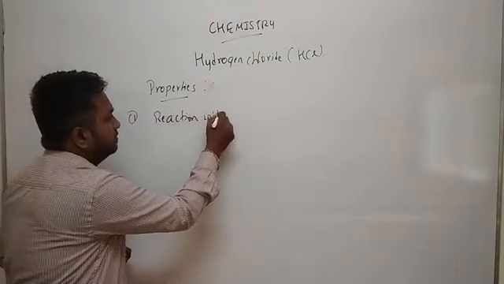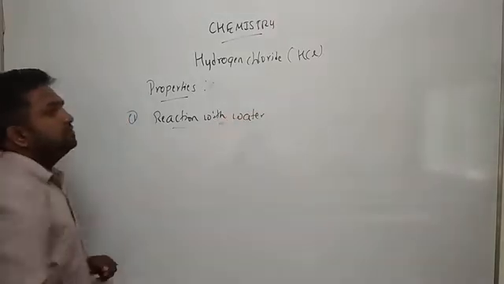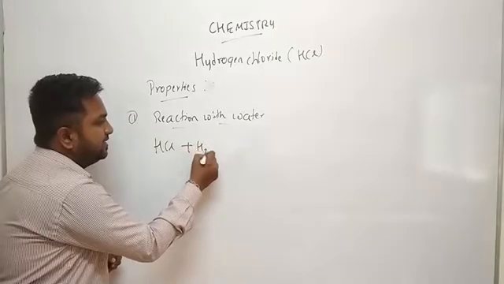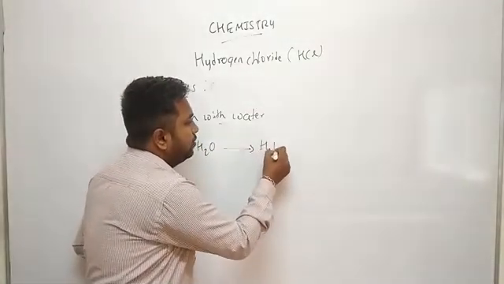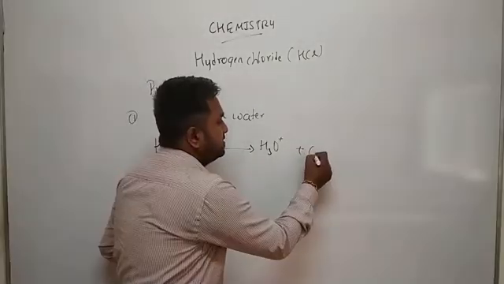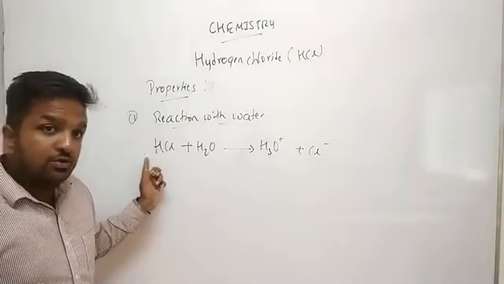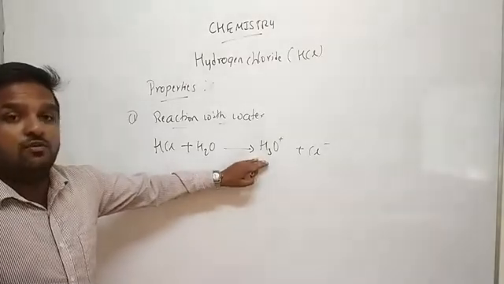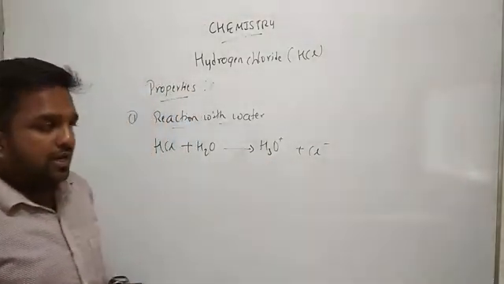Reaction with water. So when hydrogen chloride is treated with water, it forms hydronium ion H3O plus and Cl minus ions. Clear? So when HCl, hydrogen chloride, is treated with water, it forms H3O plus, that is hydronium ion, plus Cl minus, the chloride ion.